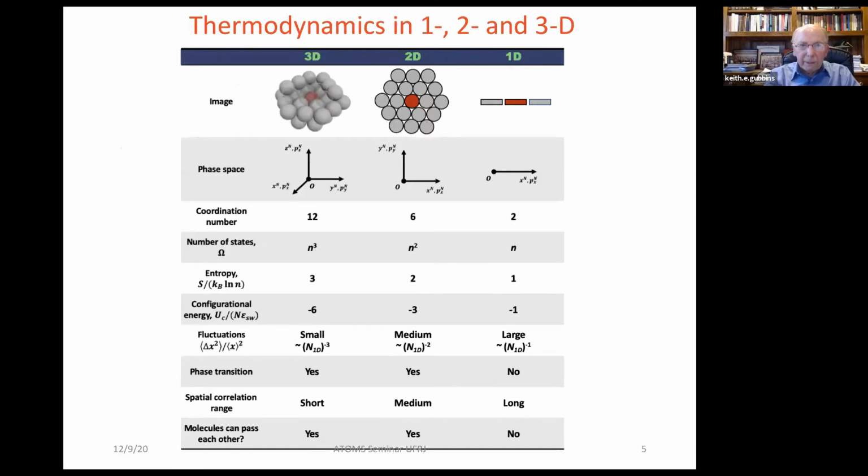Okay, so before showing you results, I wanted to make some general remarks about what happens if we compare the behavior of 1D and 2D with 3D. So the essential feature of 2D and 1D is that the phase space is much smaller. Okay, so in 3D, we have a three-dimensional material. I think this is a body-centered cubic crystal. And so you have many possible quantum states.